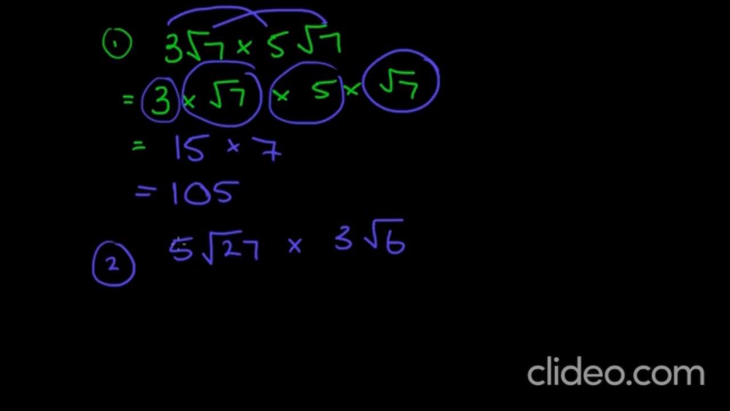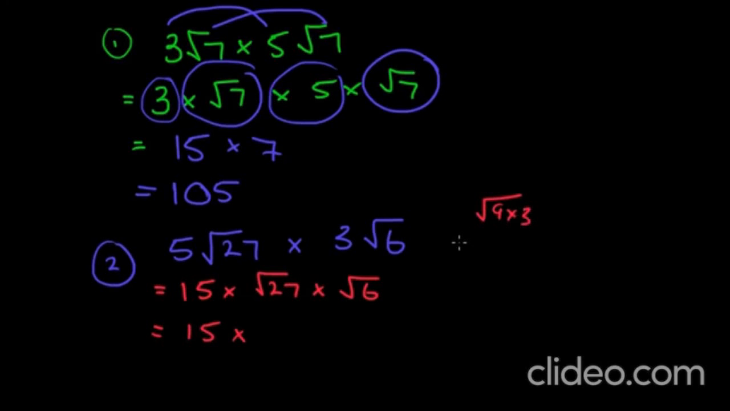Question number 2. 5 times root over 27 gets multiplied with 3 times root over 6. When we multiply the constant numbers, 5 times 3 is 15. And root over 27 times root over 6. We can simplify root over 27. Let's find the factors of 27, which are 9 and 3. 9 is a square number, so 3 root over 3. And then multiply that with root over 6.